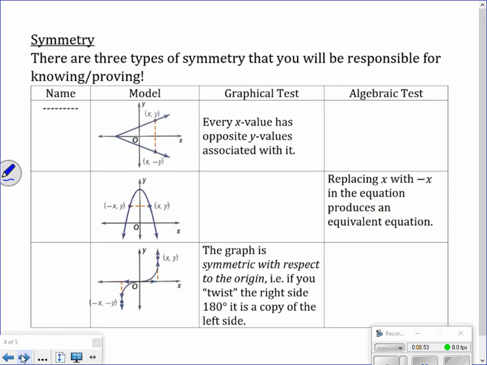All right, so then you have symmetry to talk about. So graphs can be symmetrical. We're going to talk about 3 different ways. I mean, I guess there could be more types of symmetry, but these are the only ones we really care about.